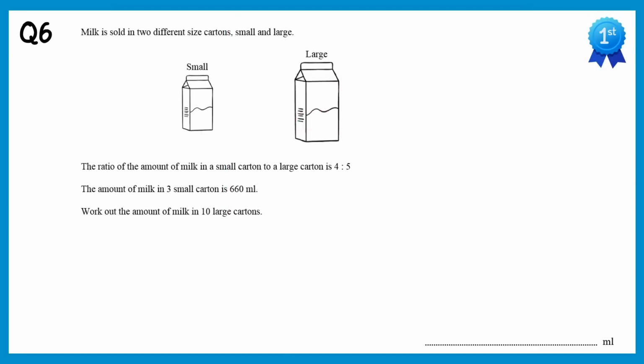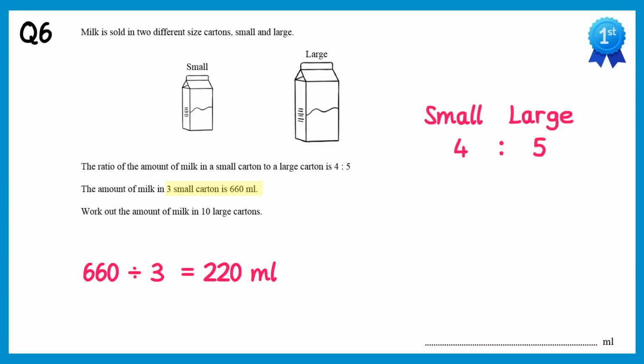In this question, we're told the amount of milk in 3 small cartons is 660 millilitres. So to find the amount in 1 carton, you just do 660 divided by 3, which is 220 millilitres. We're also told that the ratio for the small carton to the large carton is 4 to 5. Now we know how much is in a small carton, it's 220. So we need to work out what do we do to 4 to get to 220. If you do 220 divided by 4, you'll get 55. So this is times 55.